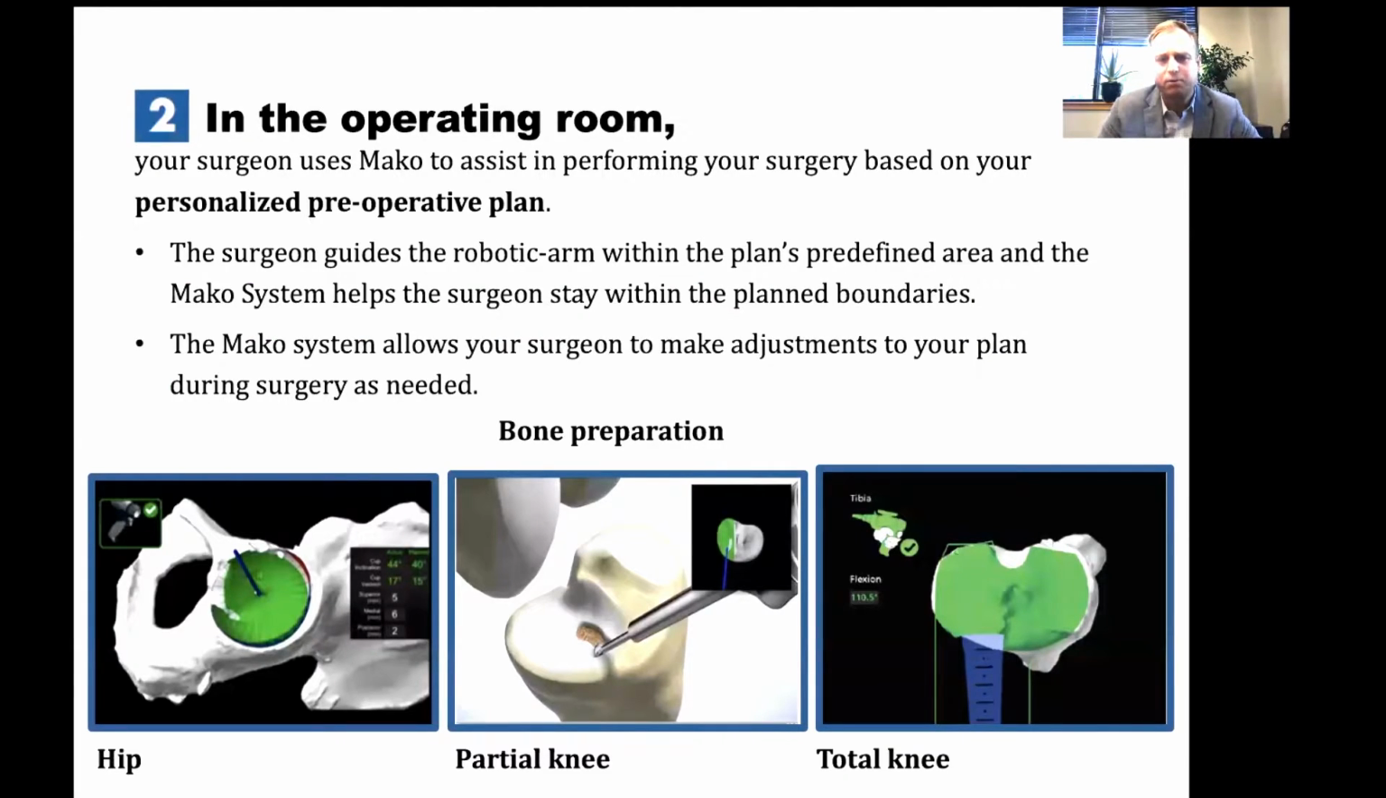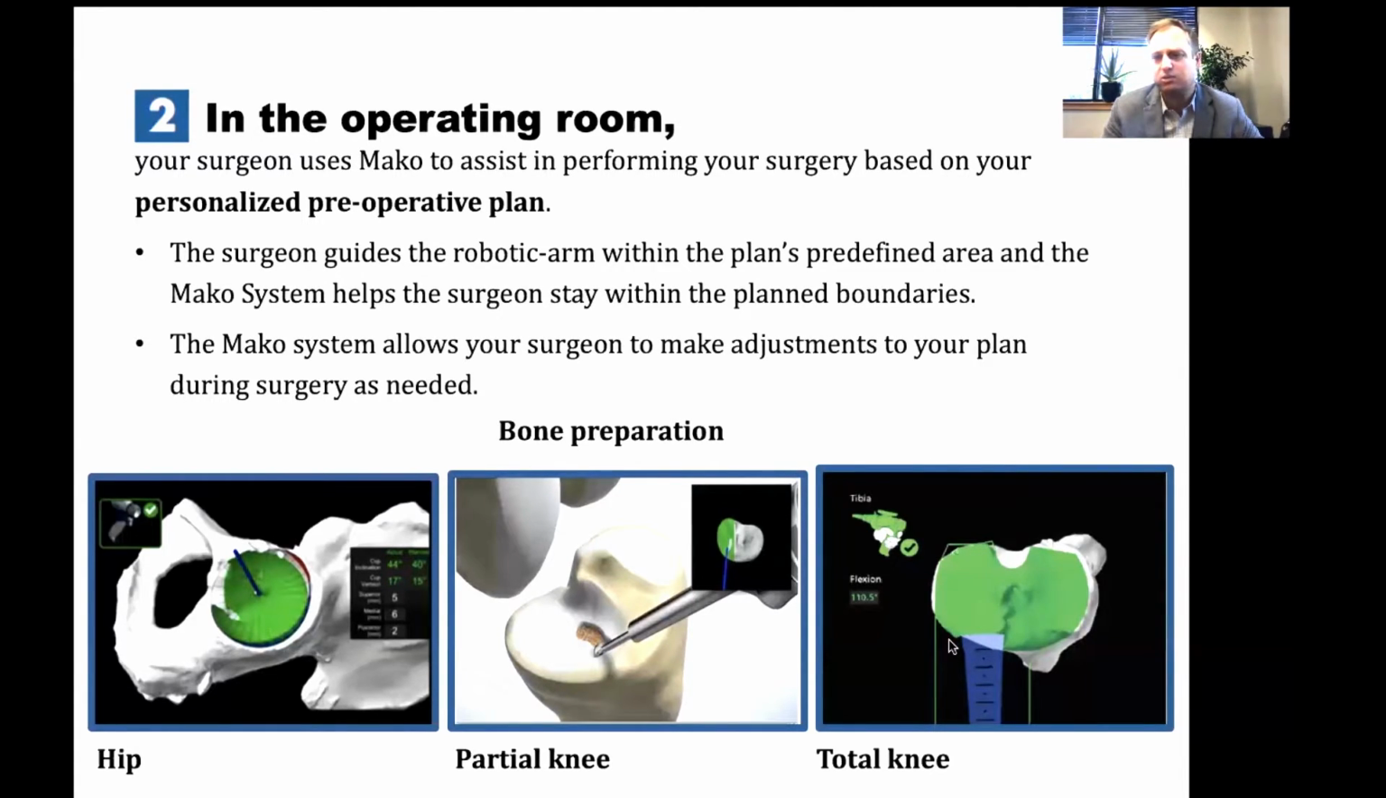In the OR, we take that plan and we load it into the computer. We then perform the surgery and we match your bone that's sitting on the operating table to the three-dimensional model in the computer. And then we allow the computer to help us execute that plan. I tell patients that it's like having a coloring book, but not being able to color outside the lines. I can draw a line like you see in green, and I can say, I don't want to go in these areas. And I cannot push the saw past those areas.